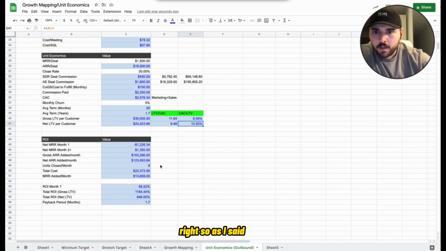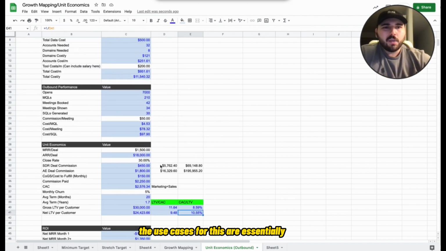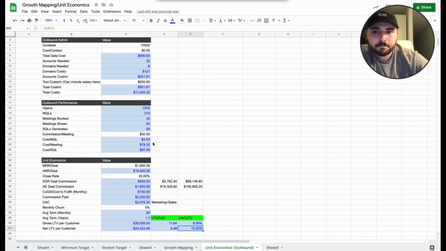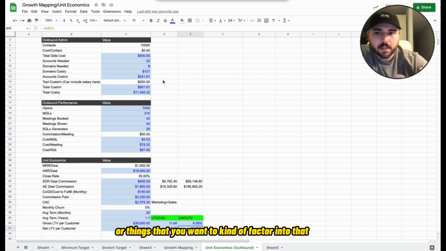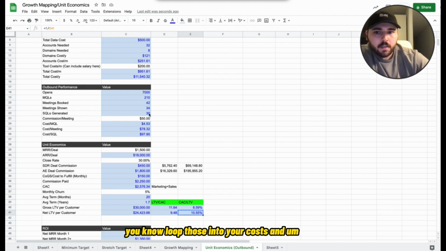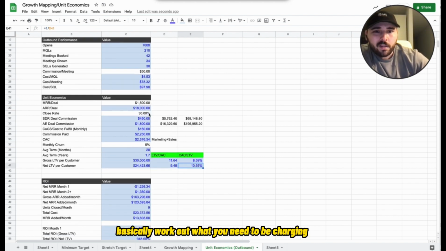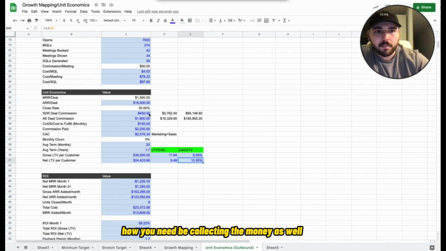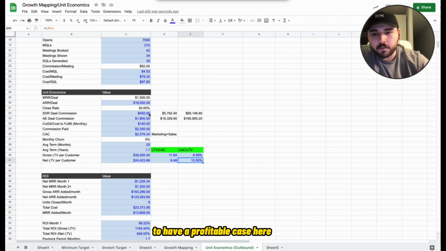So as I said, the use cases for this are essentially just to make sure that the business is profitable, okay? And then if you have, let's say, other overhead or things that you want to factor in, you can just add cells and loop those into your costs and work out what you need to be charging and how you need to be collecting the money as well to have a profitable case here.